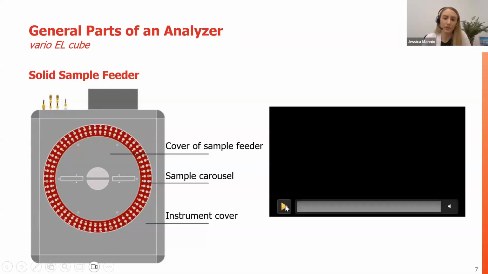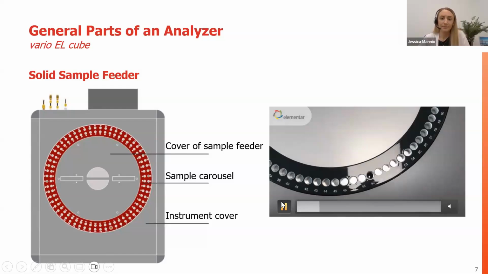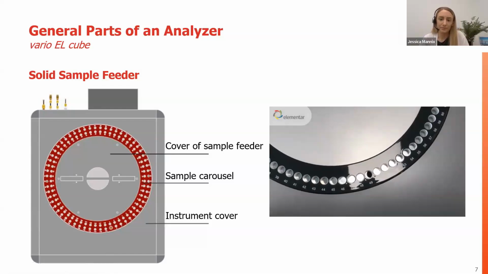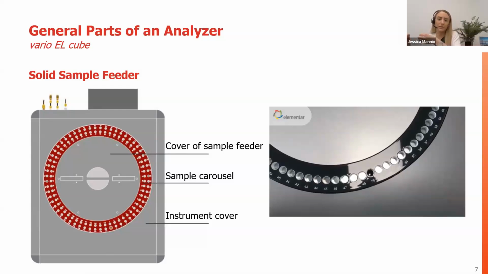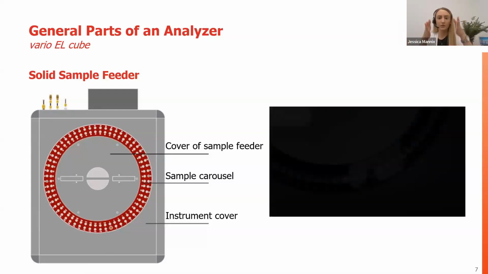So I have just a quick video here to display what that looks like. So this is the auto sampler shifting. The samples that are in those positions, you can imagine, would be shifted over, dropping due to gravity into the system.